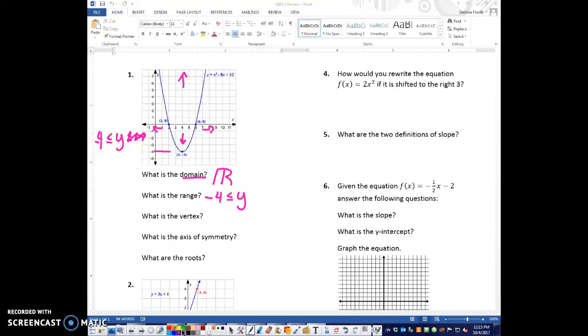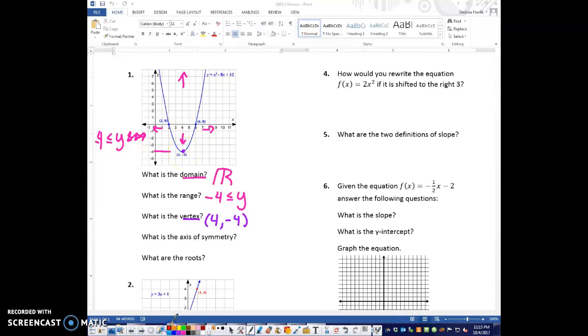Okay, the next question says, what is the vertex? Okay, the vertex is the very lowest or very highest point of the graph. So that's right here. What's that vertex? It's at the point (4, -4), because you go over 4 on the x and then down 4 on the y.